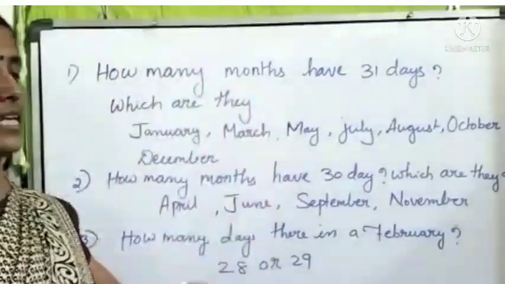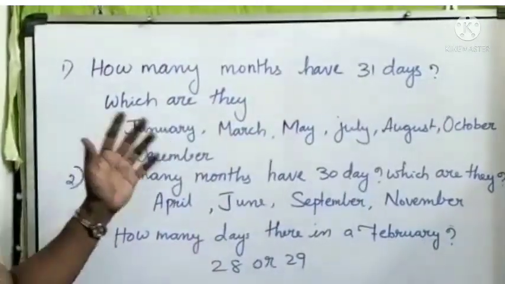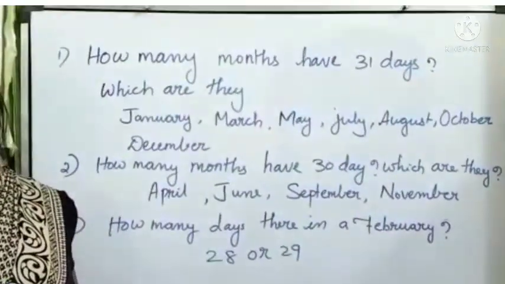How many months have 31 days? Yes, 7 months have 31 days and 4 months have 30 days. Understand all of you?